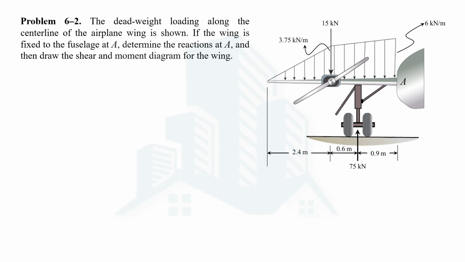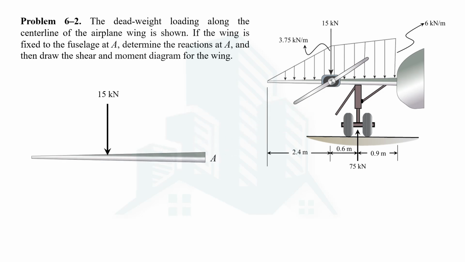Since this is a very long problem, in this part of the video we are going to solve for the reactions that are acting at point A. In the respective parts of the solution for this problem, we will draw the shear force and bending moment diagram. So let's first draw the free body diagram of the wing. So let's consider the wing on which these loadings are being acted.